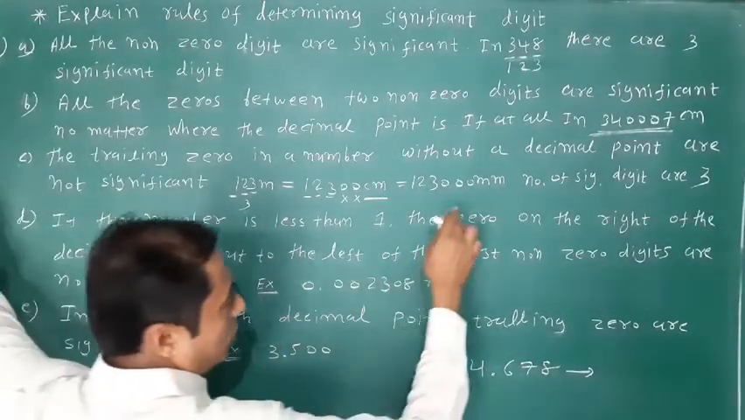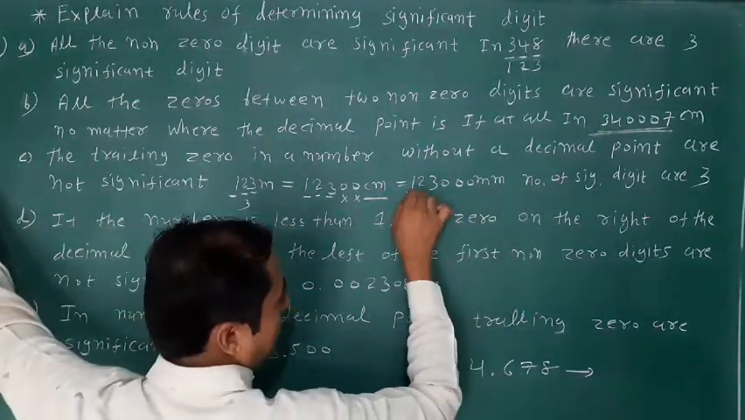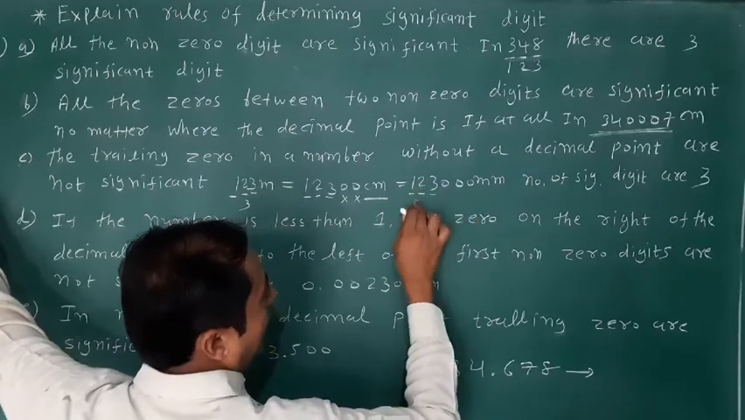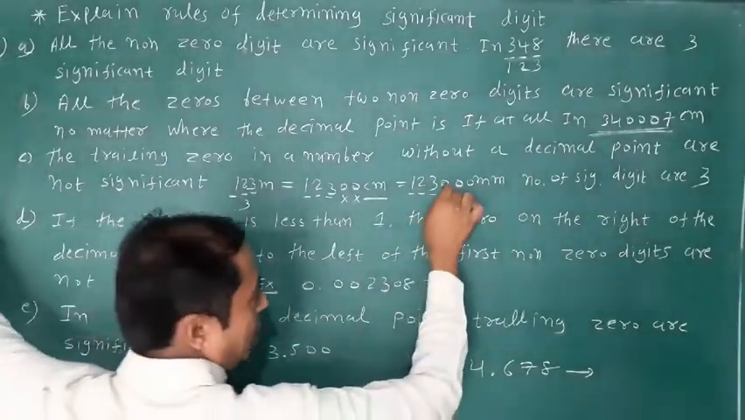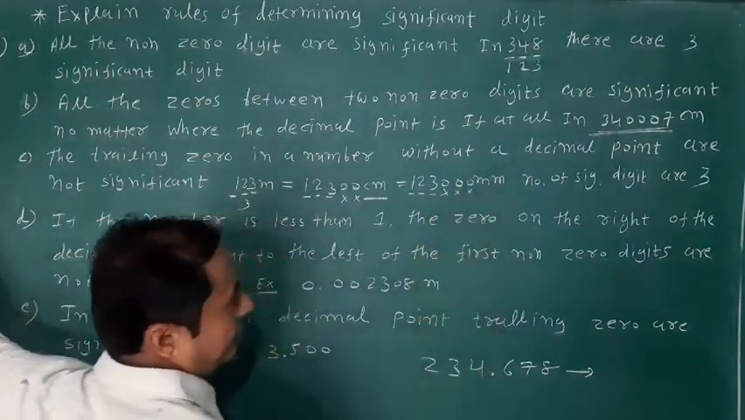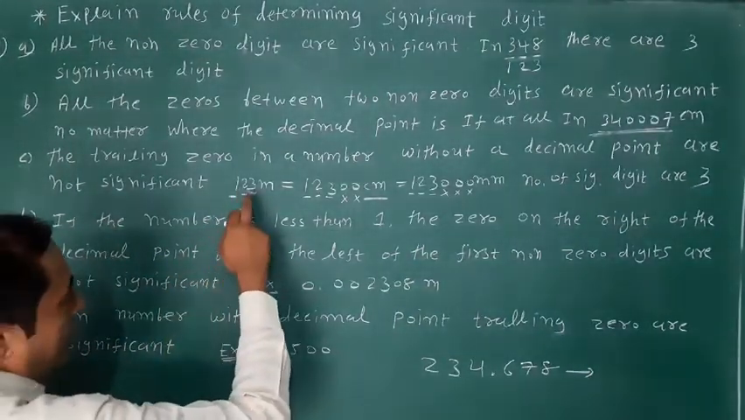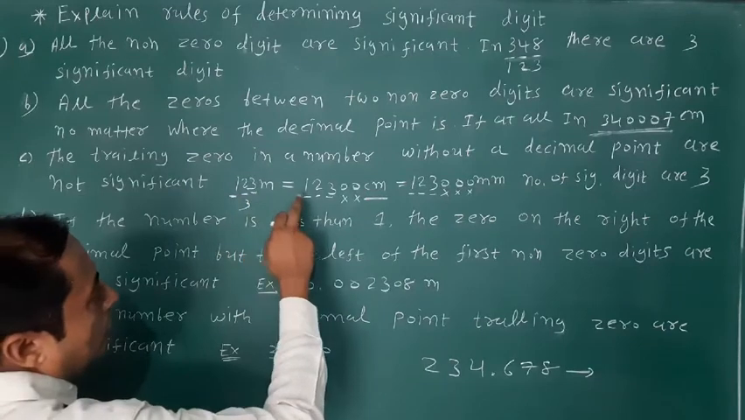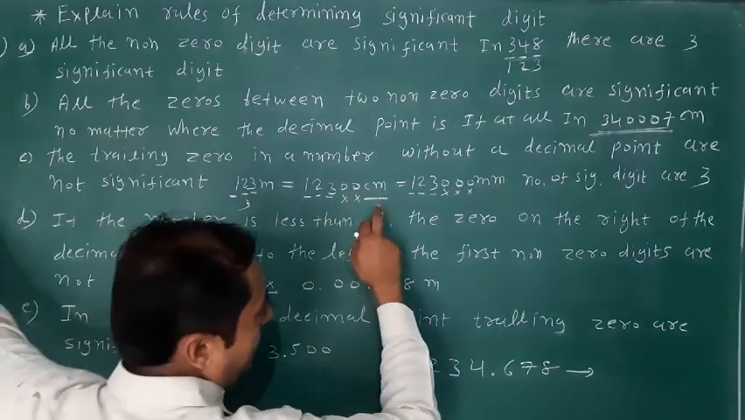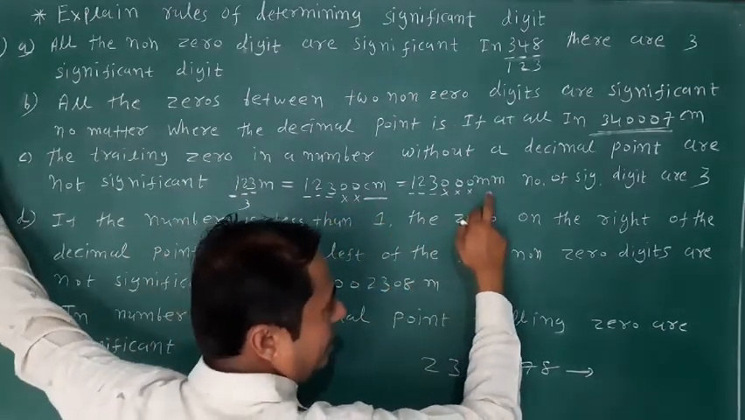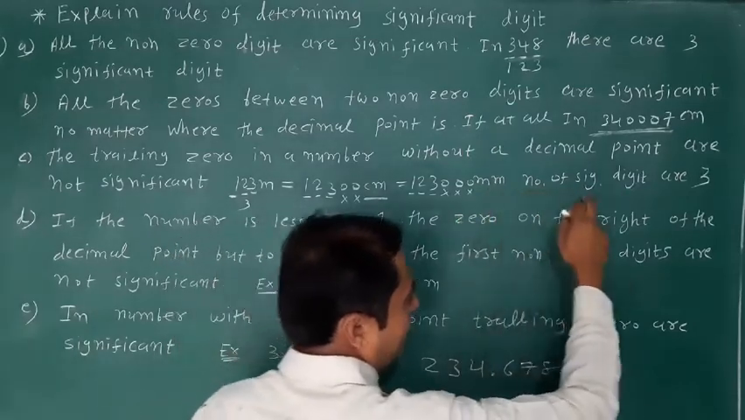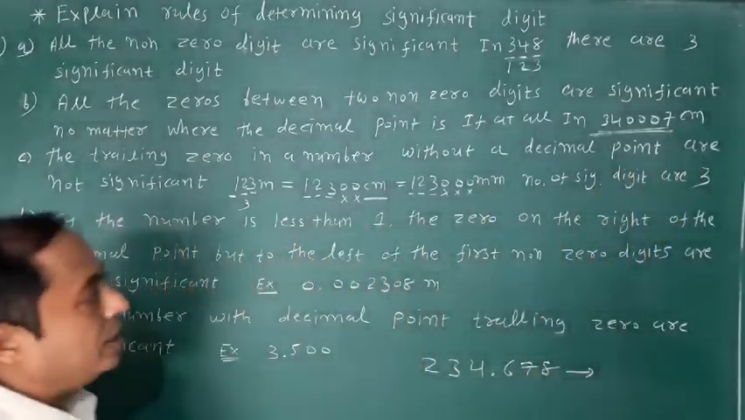Suppose now we want to convert into millimeter. So here 1, 2 and 3 are the 3 significant digits, but these zeros are not significant. Okay. So in 123 meter, 12300 centimeter, 12300 millimeter, the number of significant digits is 3.